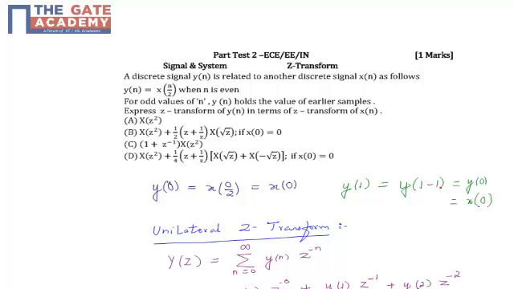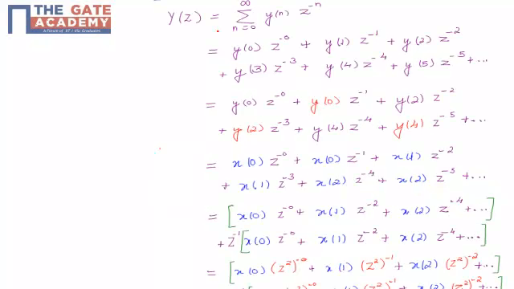Fine. So in this case we will use the unilateral z transform. The formula is Y of z is equal to summation n equal to 0 to infinity y of n times z raised to minus n. Which is equal to y of 0 z raised to minus 0 plus y of 1 z raised to minus 1 plus y of 2 z raised to minus 2 and so on.